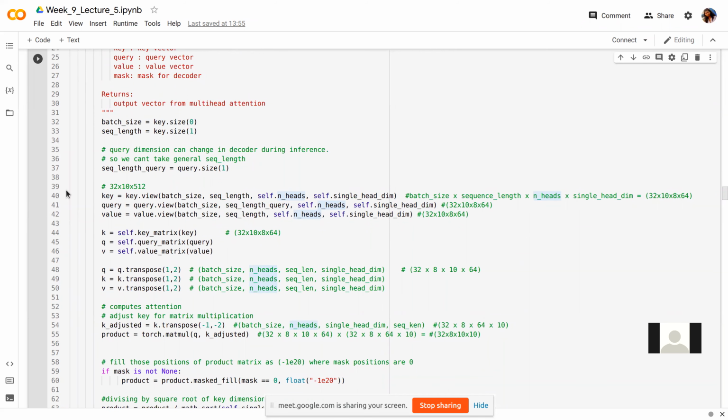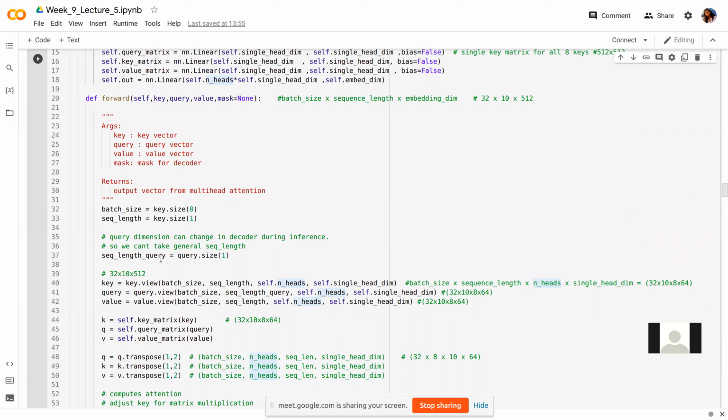Suppose the batch size we are talking about is 32, and each sentence has 10 tokens. So it's a sequence of maximum length 10. And for each token, the embedding is of size 512. So this is 32 cross 10 cross 512. Now, in case of multi-head attention, this 512 can be represented as 8 into 64. So reshaping it, it will become 32 cross 10 cross 8 cross 64.